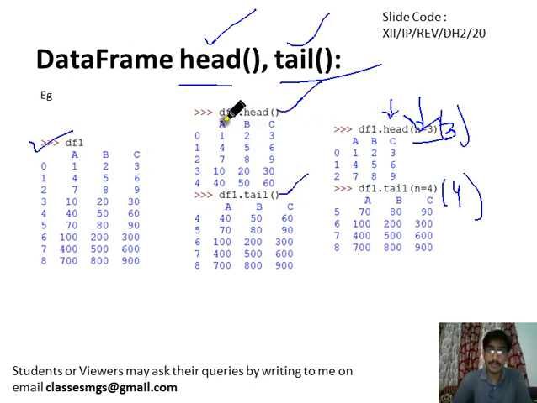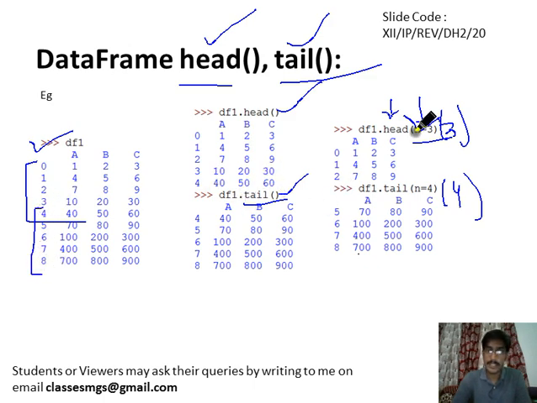If you are seeing df.head, then it will fetch the top 5 rows. What are the top 5 rows? These are the top 5 rows. So it will fetch like this. If you write df.tail, then it will fetch the bottom 5 rows. What are the bottom 5 rows? These are the bottom 5 rows.